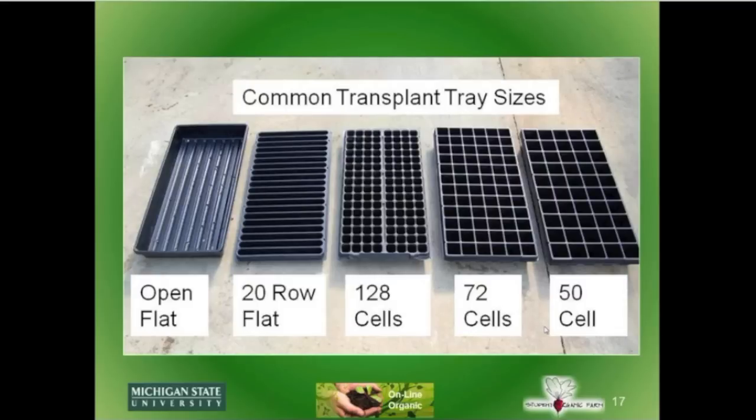Here's an example of some of the most commonly used trays for transplant production. At Michigan State Student Organic Farm, we would do a lot of things in 128 cells. Things like cucurbits we might do in a larger cell in the 50 cell tray.